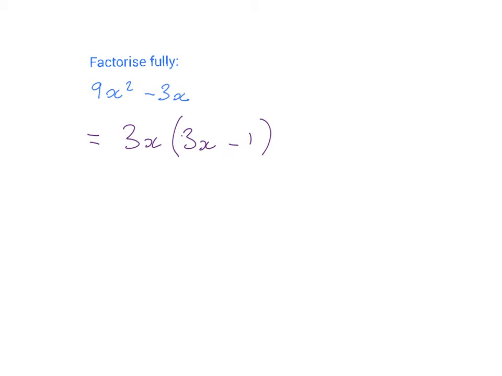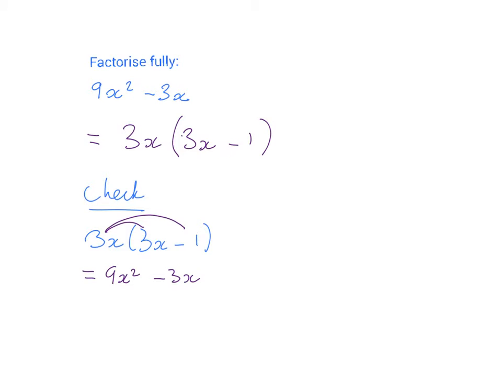And then again, we can check. So 3x times (3x minus 1) in brackets. 3x times 3x, well, that's 9x squared. And minus 1 times 3x, well, that is minus 3x.